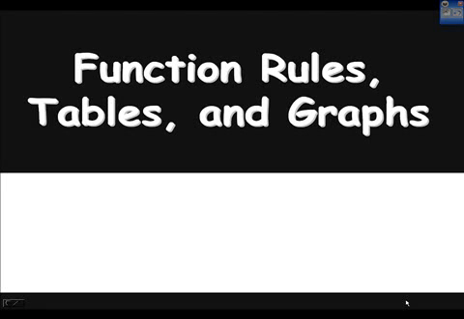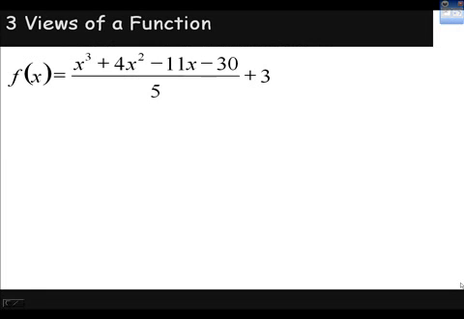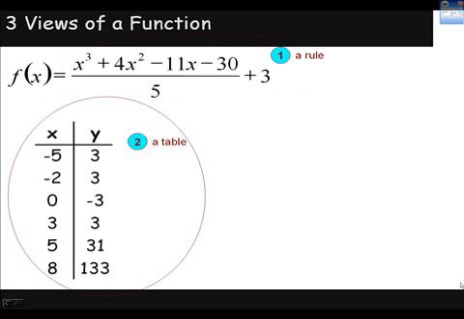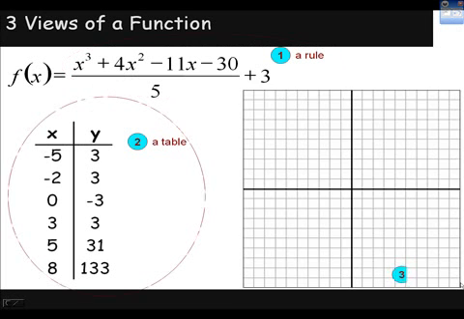This lesson is titled Function Rules, Tables, and Graphs. There are three views of a function. We can look at the function equation or rule. We can look at the function table. And we can look at the graph.